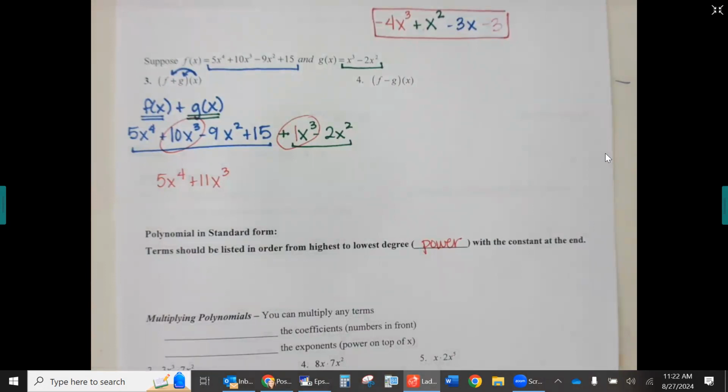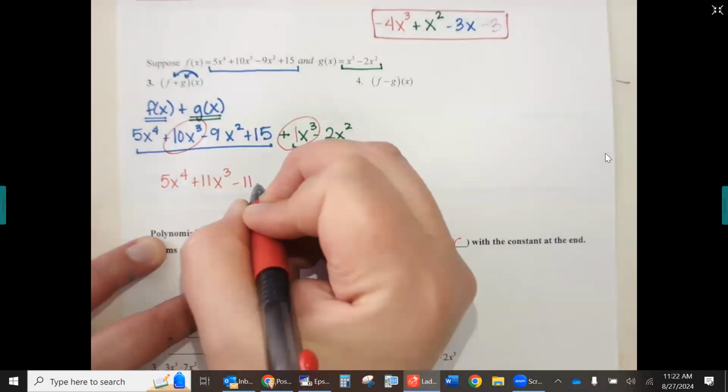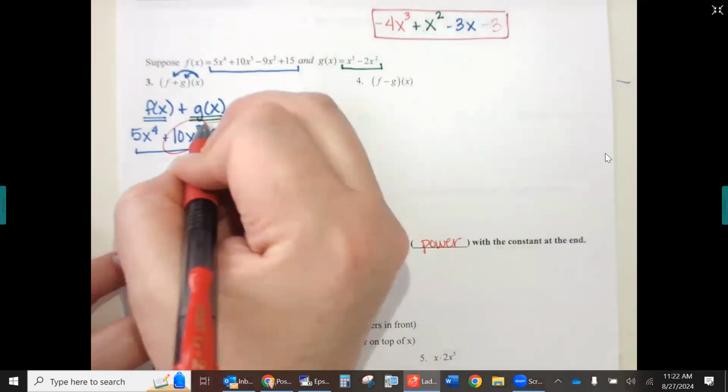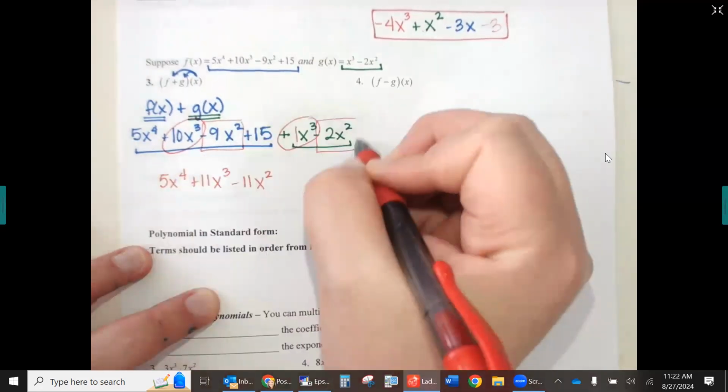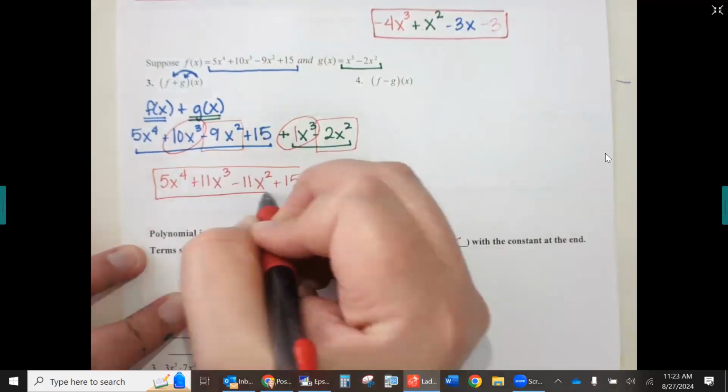You borrow $9 from me, and then you borrow 2 more. How much do you owe me now? 11. Minus 11x^2. Okay, and then anything else we need to include? 15. Don't forget the plus 15. Very good. Even though the plus 15 doesn't have another number to go with, you still need to put it.